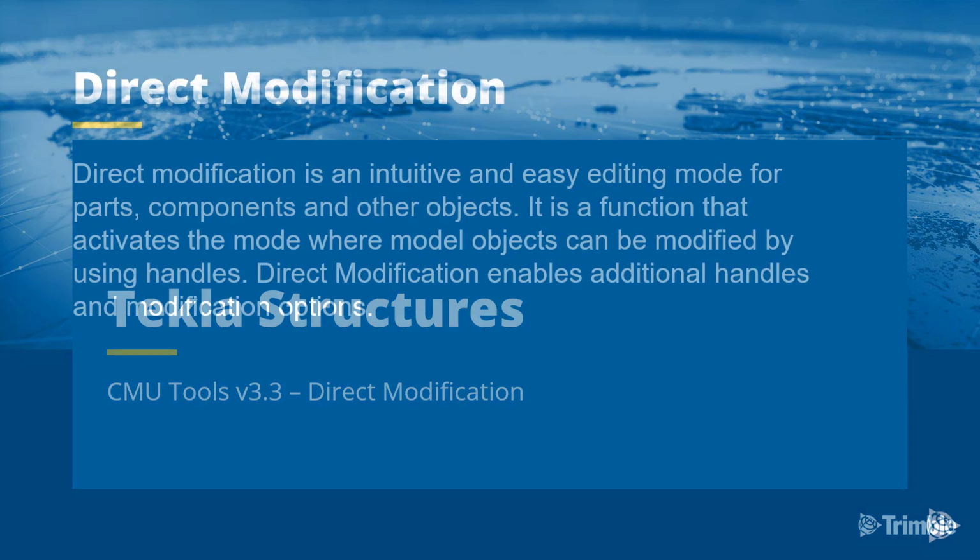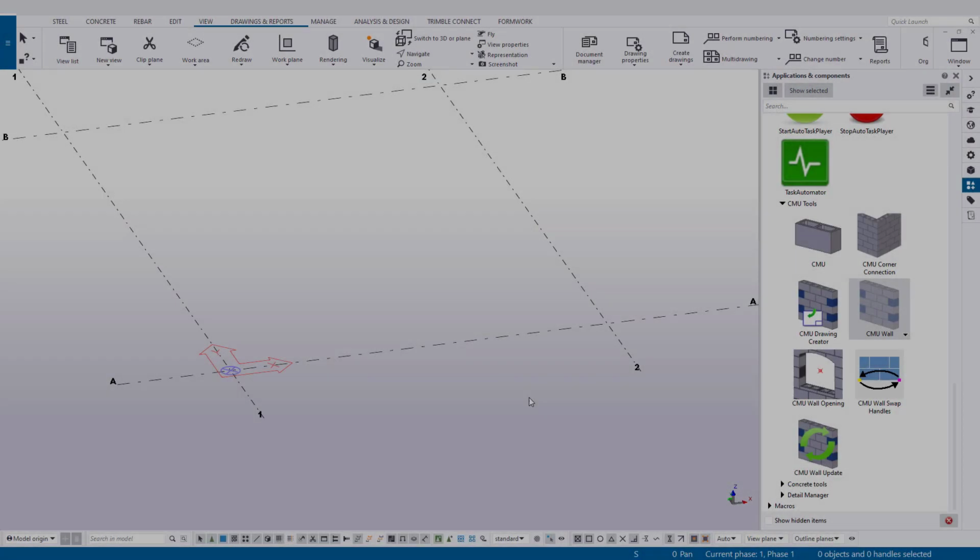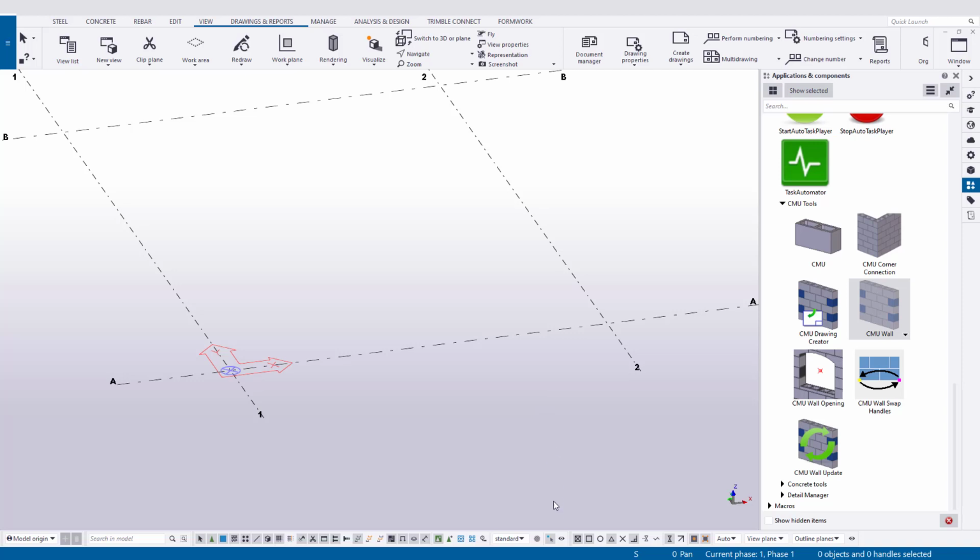Today in this video, we're going to discuss the addition of Direct Modification to the CMU Tools, now available in the version 3.3 release. So let's just go ahead and jump right into a model and see what we're talking about. For those unfamiliar, Direct Modification is an editing mode that can be toggled on and off and is found at the bottom toolbar. Let's go ahead and place a masonry wall.